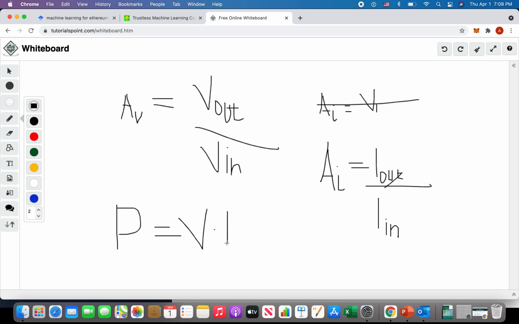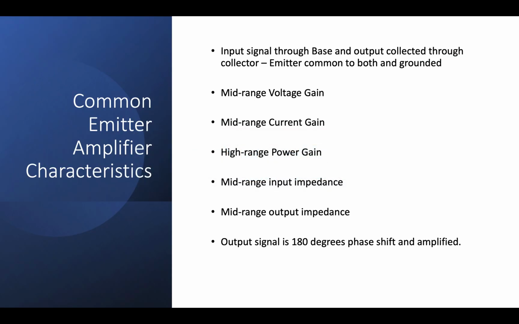Now, with this background, let's look at the characteristics of the common emitter amplifier. The common emitter amplifier has a mid-range voltage gain. The output voltage to input voltage is in this mid range. Your current gain, the output current to input current, is again mid range, but the power gain here, guys, is high range. It's got an input impedance and output impedance, and both lie in the mid range.